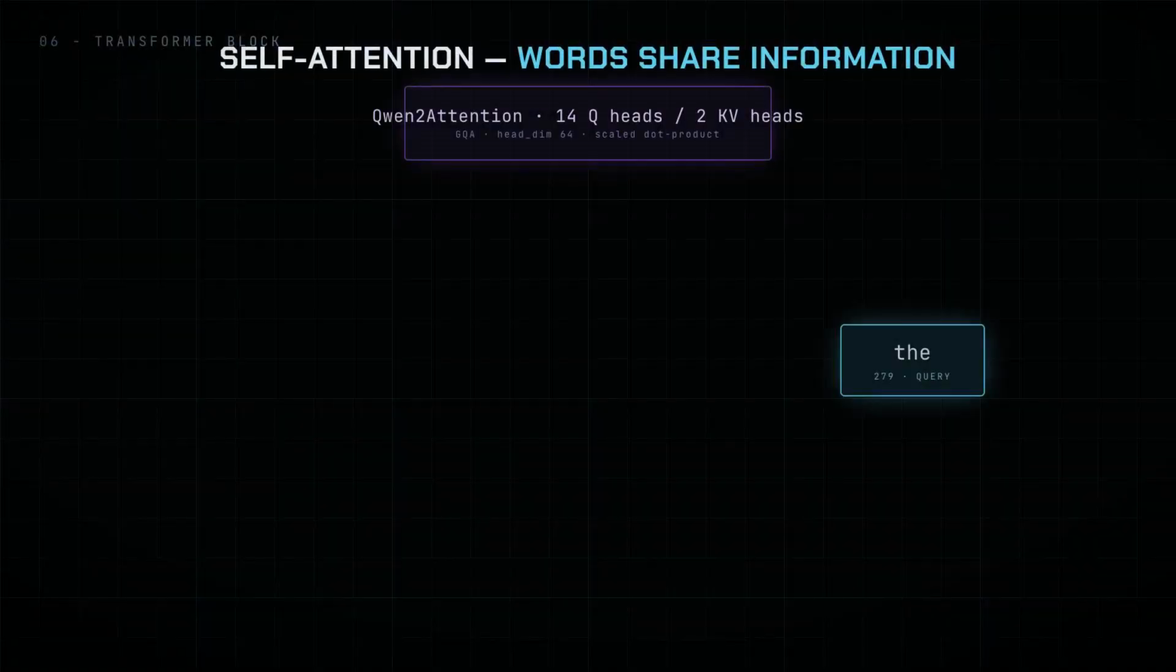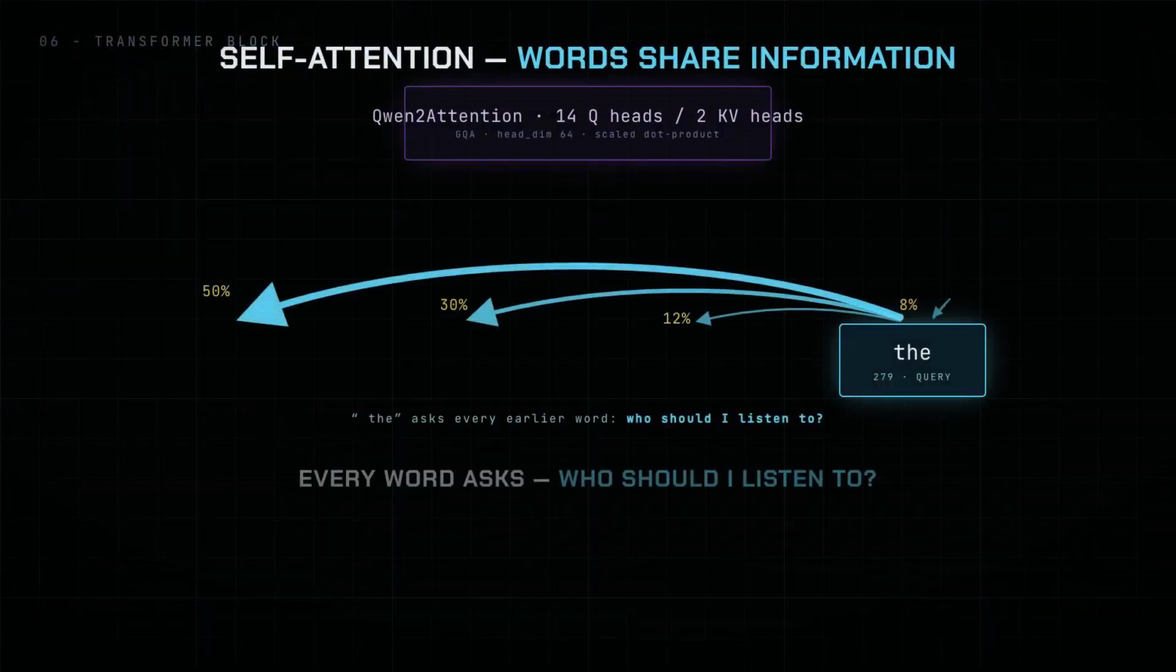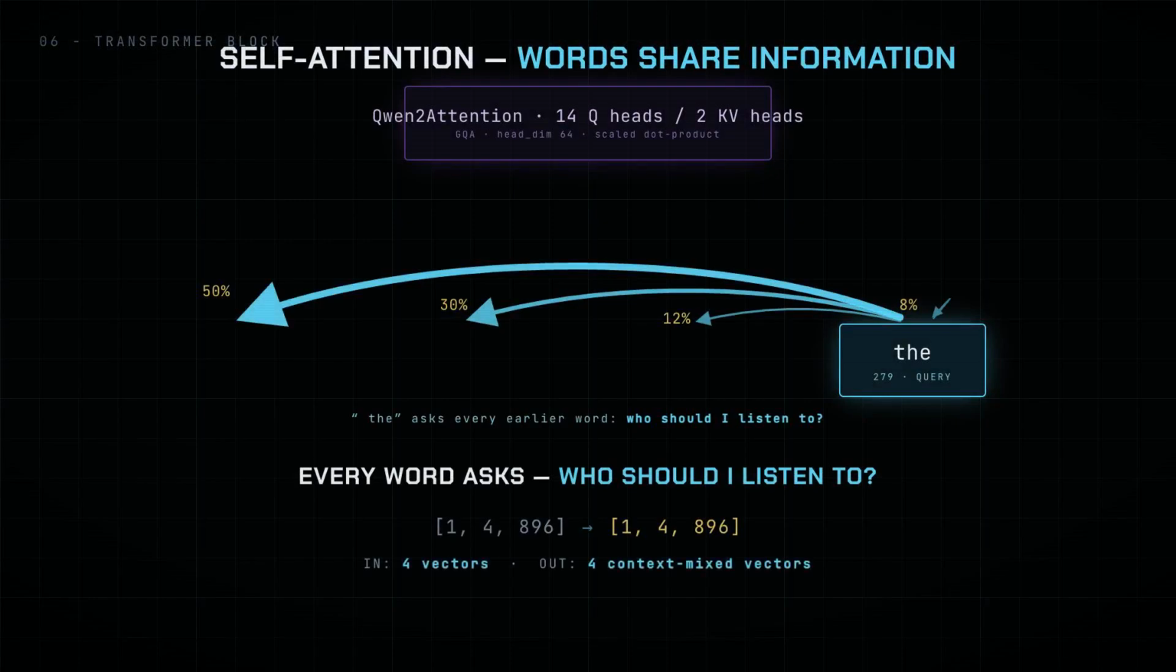Now the star of the show, self-attention. Each token gets to look at the other tokens and pull in context. Our "the" looks back at "cat" and "sat" to figure out what it's referring to. This is how words share information.